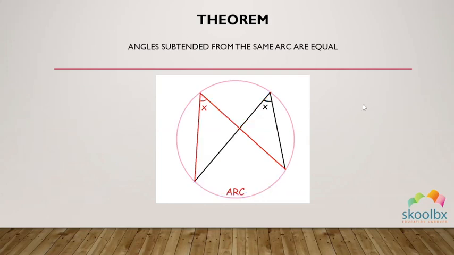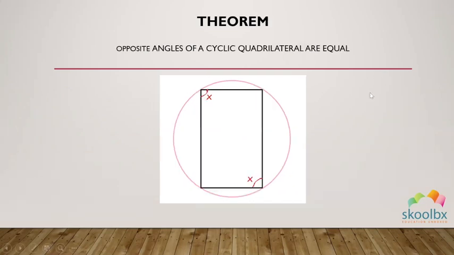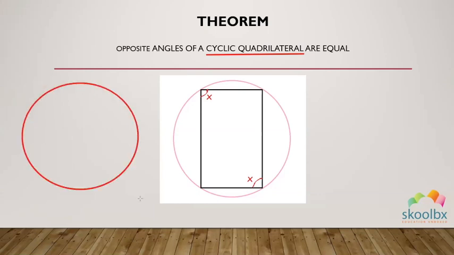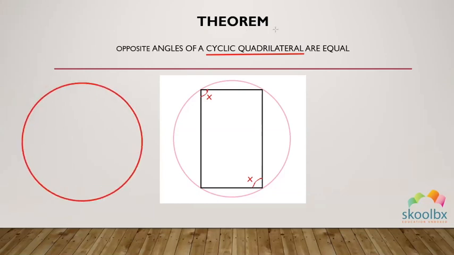Okay, so angles subtended from the same arc are equal. Now we come to something called a cyclic quadrilateral. So first and foremost, before we actually go to this theorem, what's a cyclic quadrilateral? What would you call a cyclic quadrilateral? When all four points touch the circumference of the circle. You're okay with that? Yes, sir.